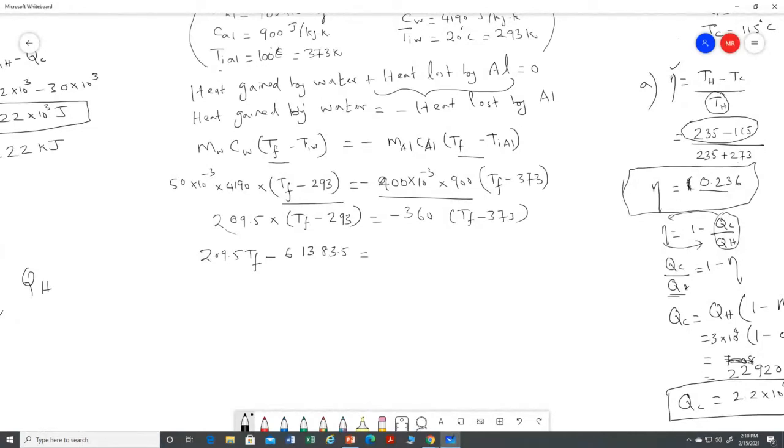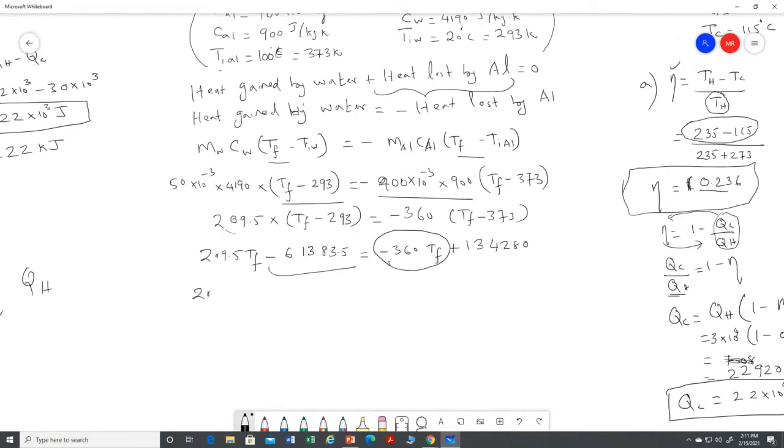Now when you multiply this inside, you will get 360 TF, and minus into minus becomes plus. 360 multiplied by 373, I got 134280. Am I right? Yes, you're right. Now move this value to the left hand side. When you move this, it becomes positive. Am I right? Yes, you're right.